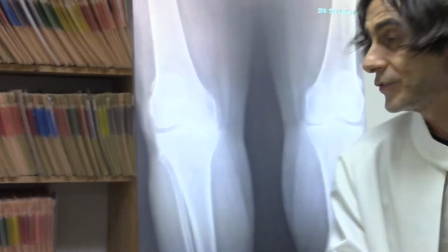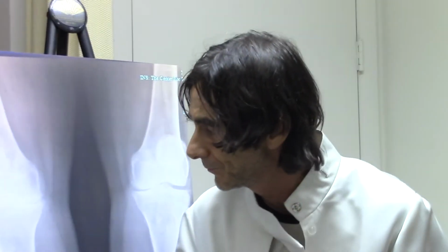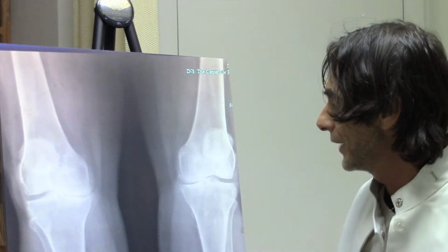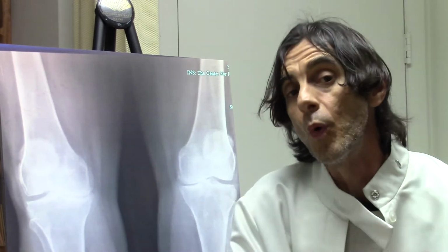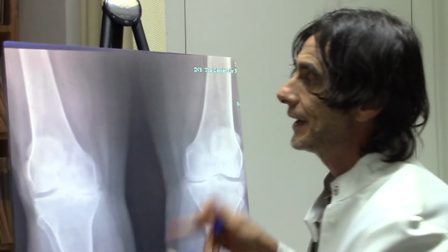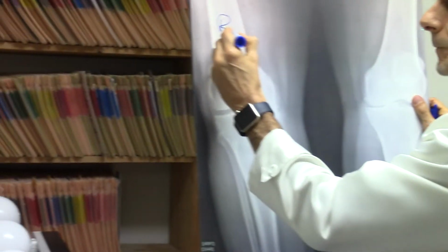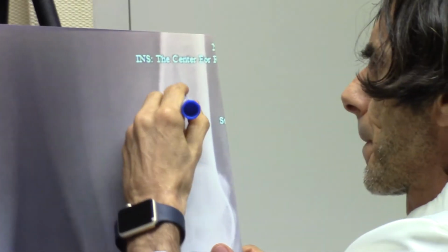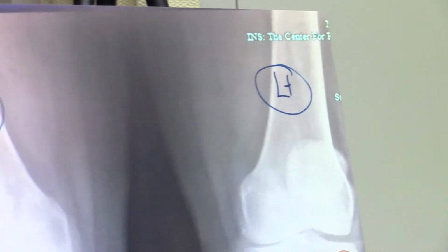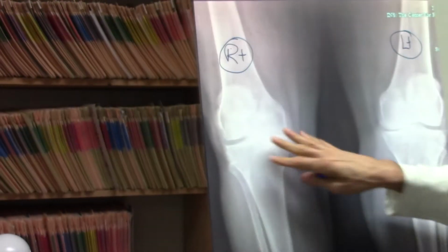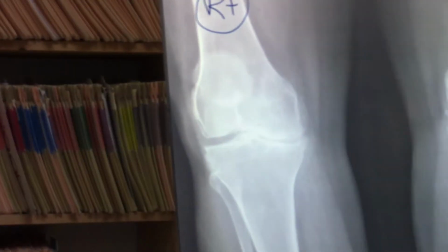This is a case, I believe it was a female, who came to us complaining of knee pain on both knees, one more than the other. This right here is the right knee. This is the left knee. Now, when you see the X-rays, it's obvious: the right knee shows more structural damage than the left knee does.